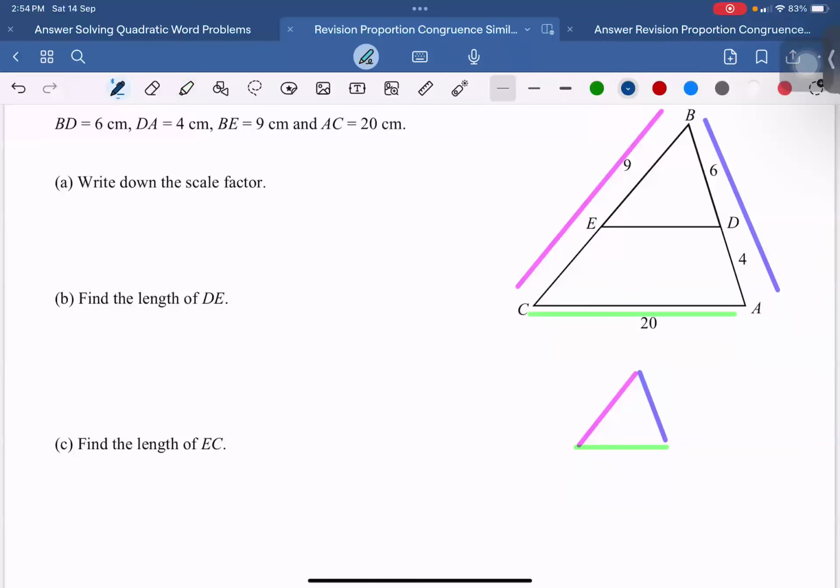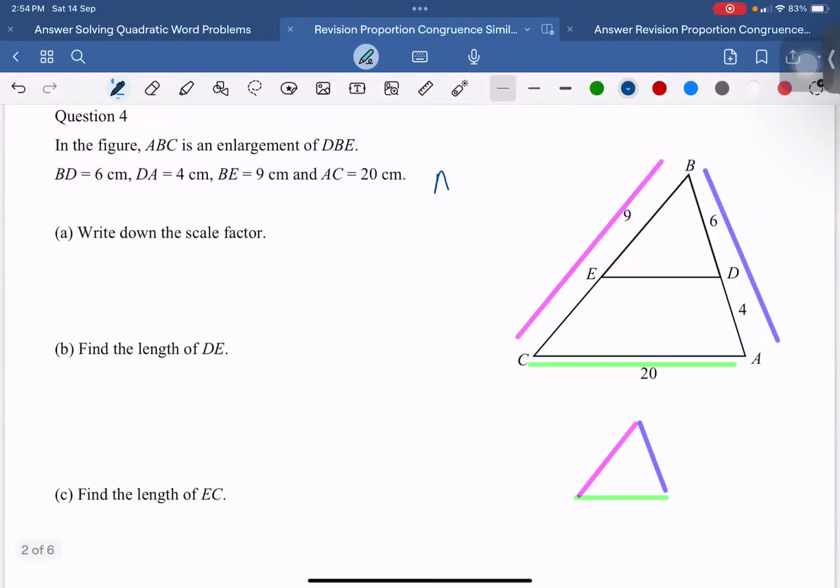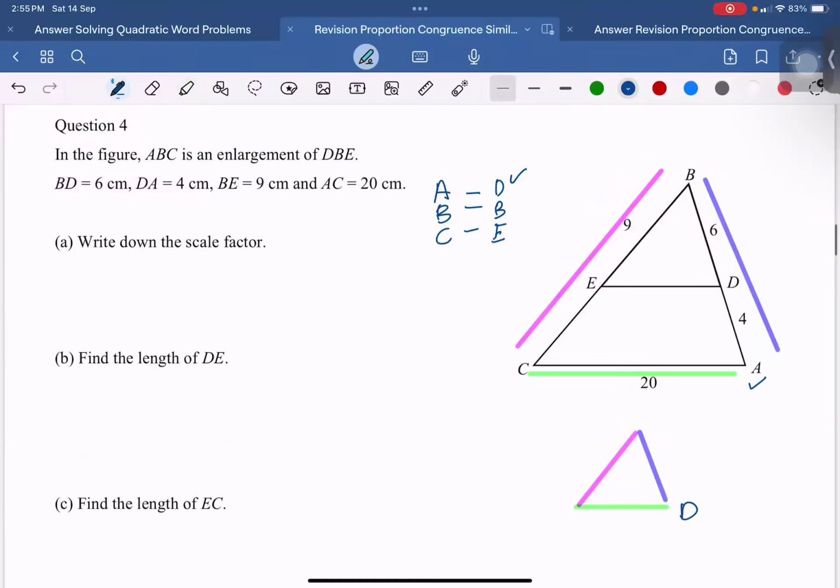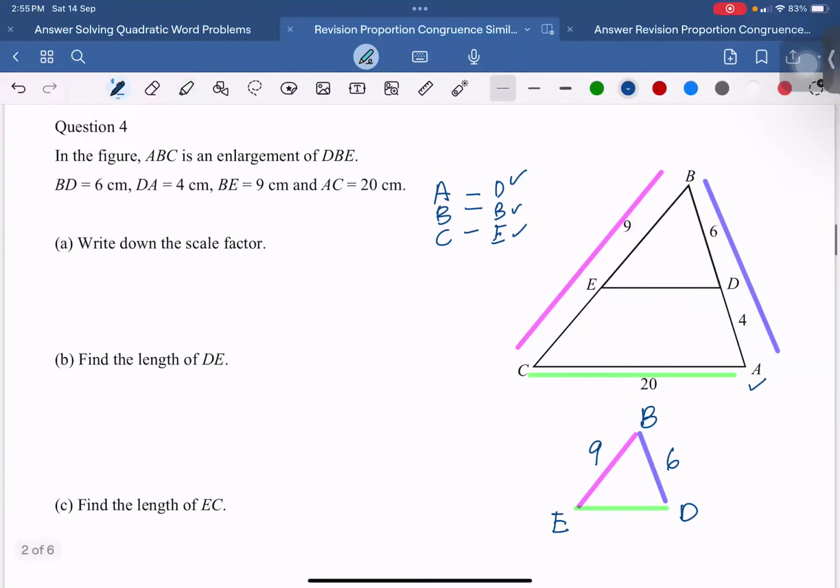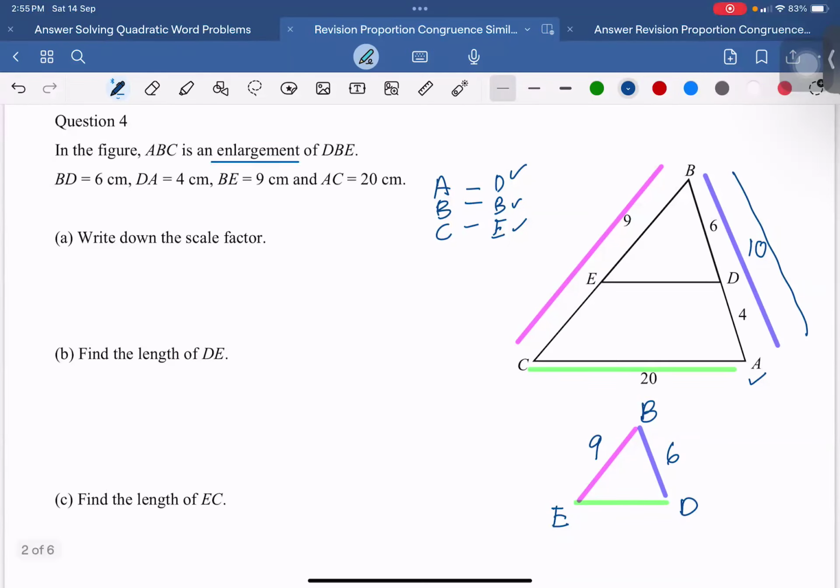Okay, so if I have ABC, an enlargement of DBE, A will match with D, B will match with B, C will match with E. Then I plug in my values. This is 6, this is 9. The whole thing over here is 6 plus 4, which is 10. They say find the scale factor. It is an enlargement, right? So which one?